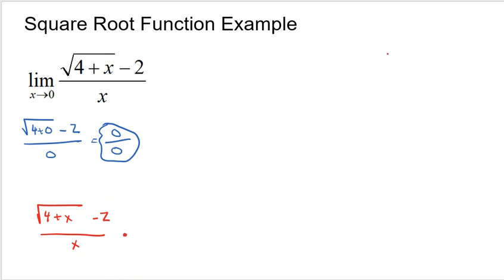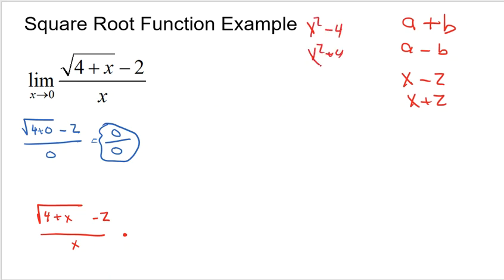Now, if you're not familiar with what the word conjugate means, I'll just do a quick side lesson here. The conjugate of A plus B is simply A minus B, right? You don't change A, you don't change B, you just change the sign in between. So what's the conjugate of x minus 2? X plus 2. What's the conjugate of x squared minus 4? X squared plus 4.